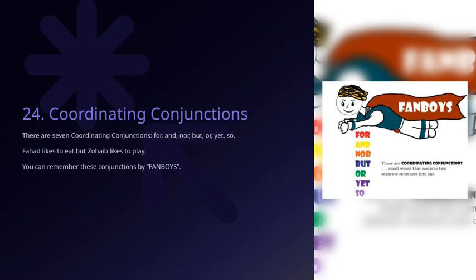For example, Fahad likes to eat, but Zohaib prefers to play. Notice how the conjunction, but, links 2 different ideas. Coordinating conjunctions are important because they help us combine thoughts logically and make our sentences more fluid.